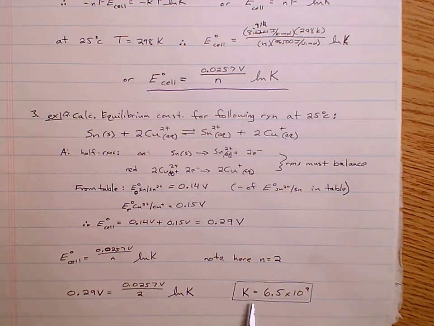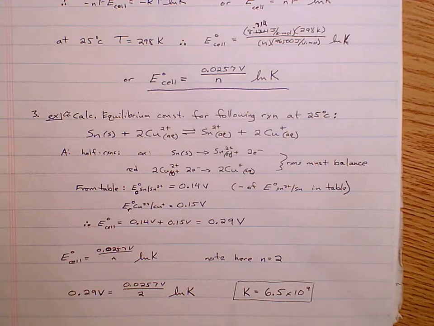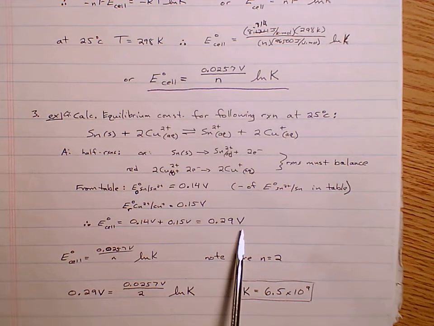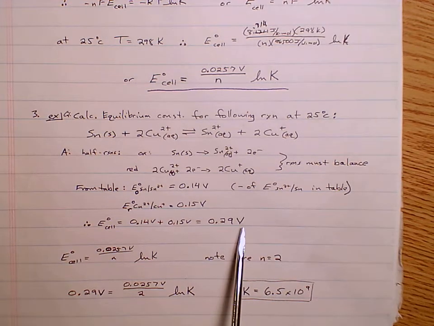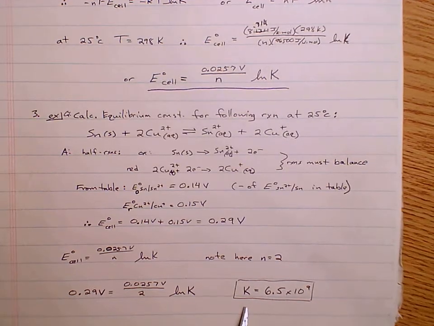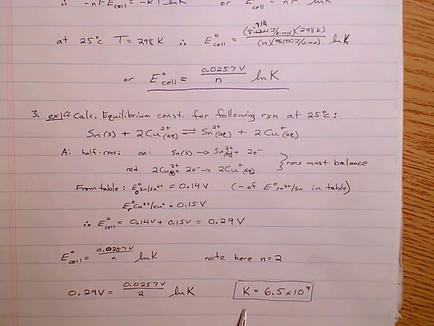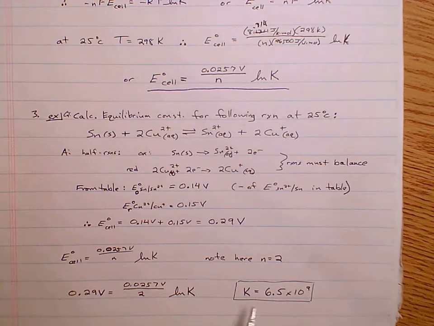That's a large positive value. K lies way, way to the right, which is what you're going to want when you're running these reactions. But something to note, a voltage of 0.29 volts isn't a tremendously large voltage. The larger the voltage, the larger the potential energy difference, the larger this value of K. At 0.29 volts, we already have an equilibrium constant of 6 times 10 to the 9th. So that lies way, way, way to the right.